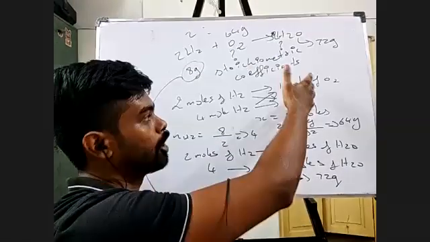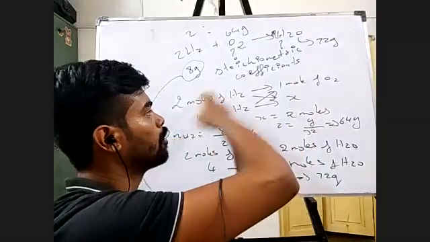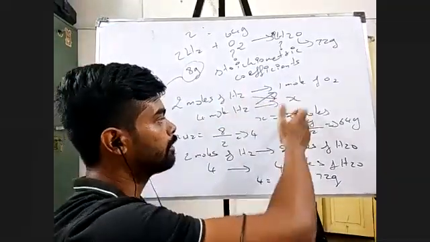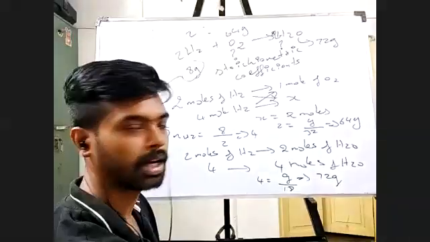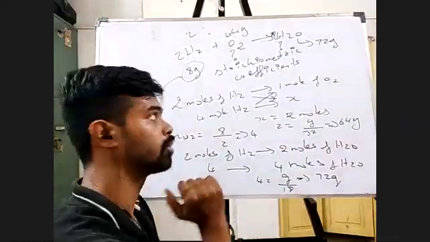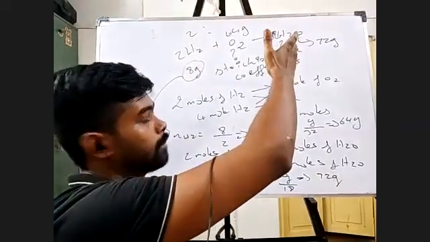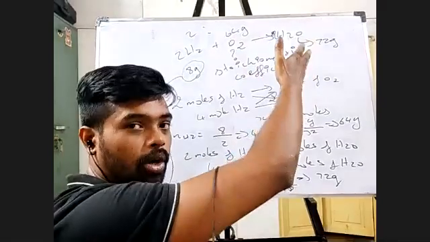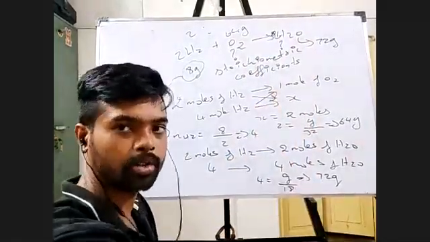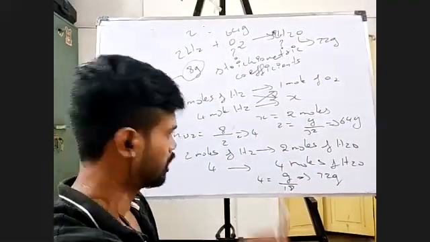So now I'm going to find the data about O2. 2 moles gives 1 mole, so 4 moles will give 2 moles. And I found out the mass of O2 also. Done. Now the same thing I did for H2 and H2O. Since you have the data about O2 and H2O, you can connect O2 and H2O also. Doesn't matter.